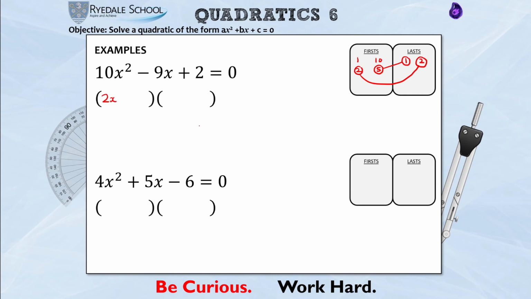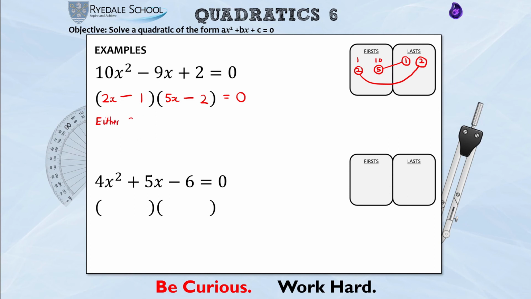So we have 2x and 5x. The 2 needs to times by a 2. The 5 needs to times by a 1. The signs are the same. They are both negative. And if in doubt at this stage, you can always multiply out with FOIL to double check you have got everything right. So these two things multiply to make 0. It's the same story now.